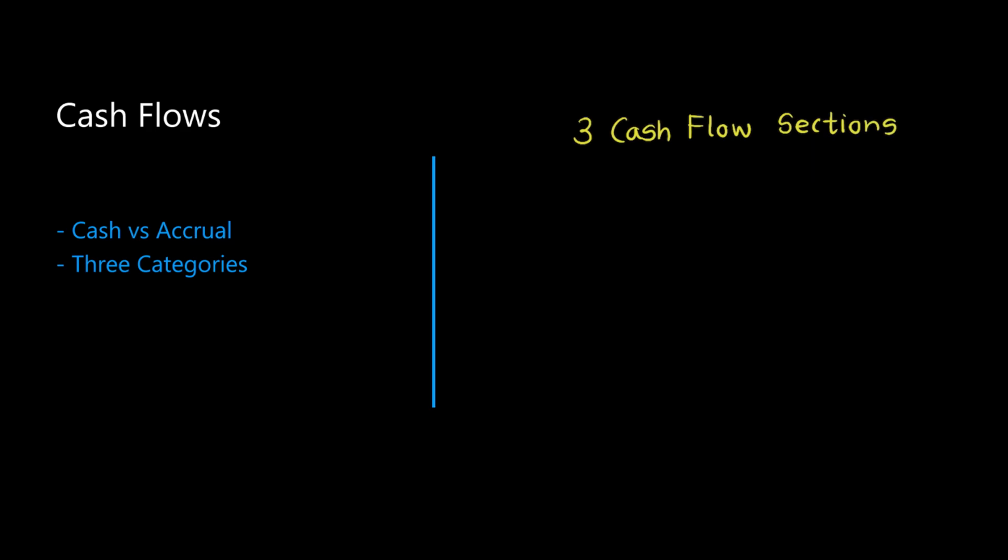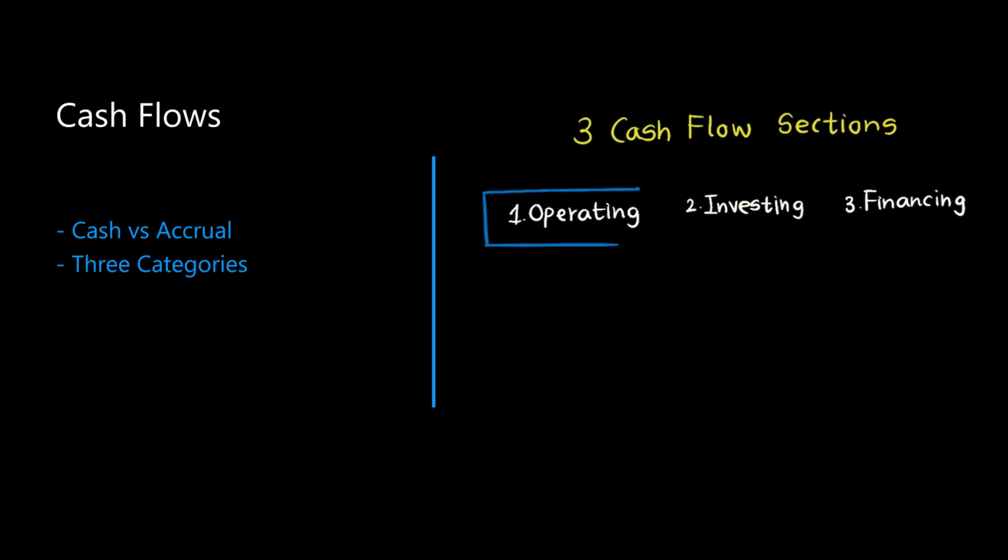Operating activities cover day-to-day business operations, like collecting from customers and paying suppliers. Investing activities include buying or selling long-term assets like equipment or buildings. Financing activities involve getting money from or paying money to owners and creditors.